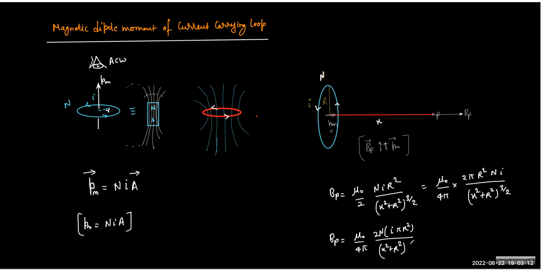What is I into pi r square? It is the area. Yes. So the dipole moment here is N into I into pi r square. So this entire term we can substitute as the dipole moment. So the magnetic field we can rewrite in this format, and this is like a usual K of the magnetism, right? Yes, sir. And if I go one step further, that is called the dipole approximation.